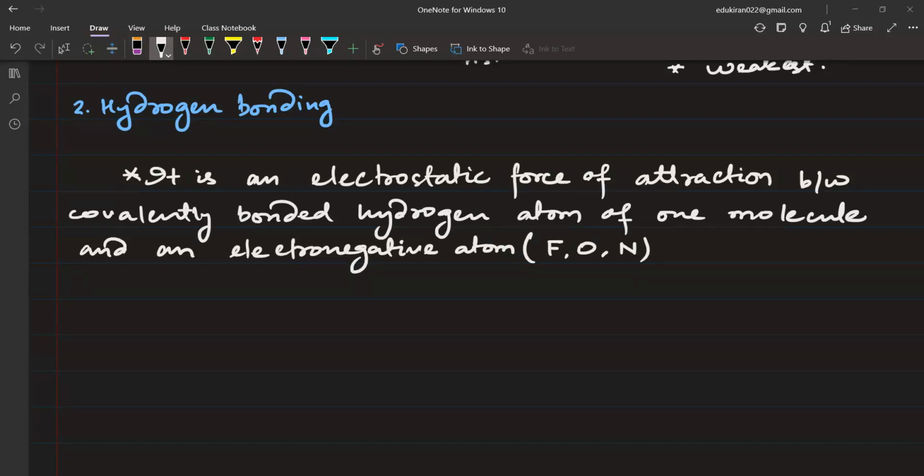Understand the meaning a bit. For example, please see, if I have HF, you have another HF, you have another HF. Now, what is happening here? See, delta positive, delta negative, delta positive, delta negative, delta positive, delta negative, right? Now, because fluorine is the most electronegative element in the periodic table, the partial positive and the partial negative charge on hydrogen and fluorine respectively will be very high. And it is higher than all of these different dipoles.